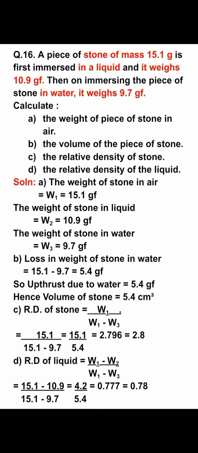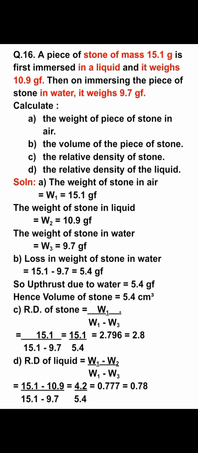Number B, we have to find the volume of the piece of stone. First we'll find the loss in weight of the stone in water. It's 15.1 minus 9.7, which equals 5.4 gf, and this is the loss due to the upthrust. So the upthrust due to water is 5.4 gf. Hence the volume of the stone can be taken as 5.4 centimeter cube.